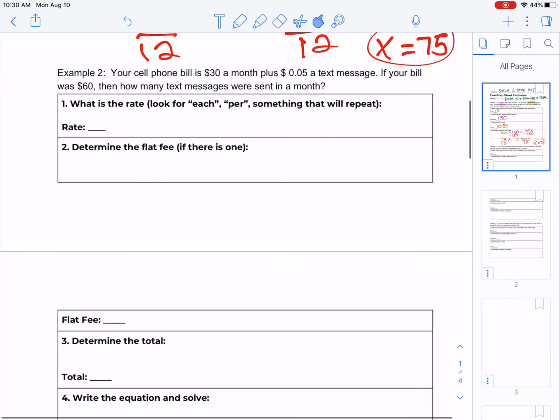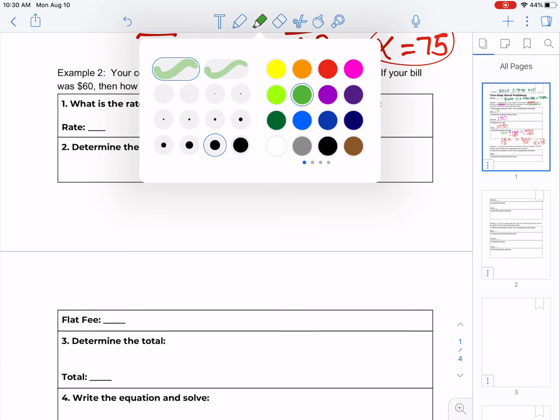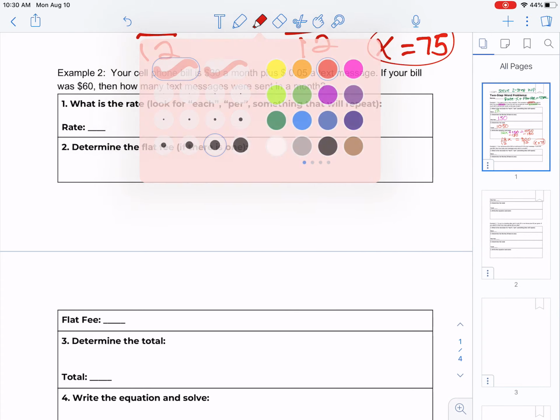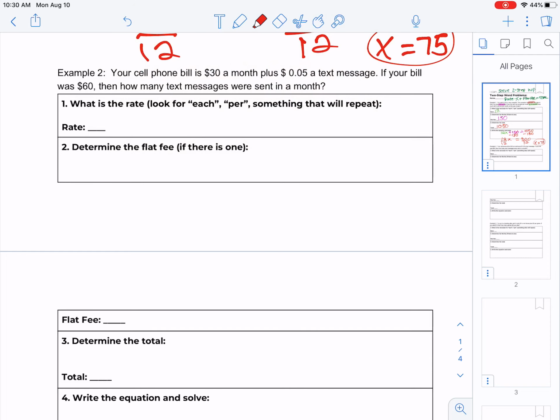All right, moving on to the next one. Again, we're going to try to find our flat fee, our rate, and our total. So let's read the word problem. Actually, we'll go ahead and try to find the total first. It says your cell phone bill is $30 a month plus 5 cents per text message. If your bill was $60, then how many text messages were sent in a month? The easiest number to figure out is our total. Our total was $60.